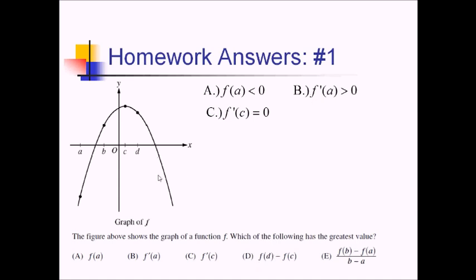D, f of d minus f of c, so that's the change from c to d. This is going to be negative. You're taking a smaller y value, subtracting a bigger one. So that's less than 0. So choice B is still the winner. Let's check out choice E now, and this is where things get a little interesting. This is saying the average rate of change between points A and B. So if you were to draw a tangent line, or not even a tangent line, just a secant line from A to B here, the slope of that line. Again, we don't know what that value is, but we do know it's positive.